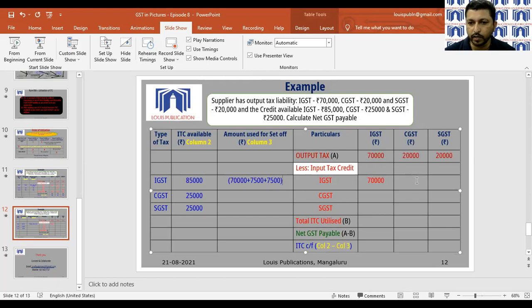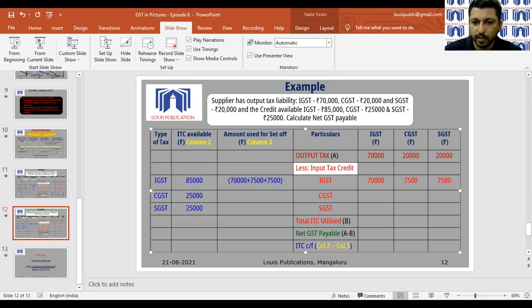So I record over here 7,500 rupees to settle CGST, and 7,500 to settle SGST, I beg your pardon. So 70,000 plus 7,500 plus 7,500 makes it 85,000. So this 85,000 is completely utilized. Now, this 70,000 and 70,000 will become nil, so I can record that as nil.